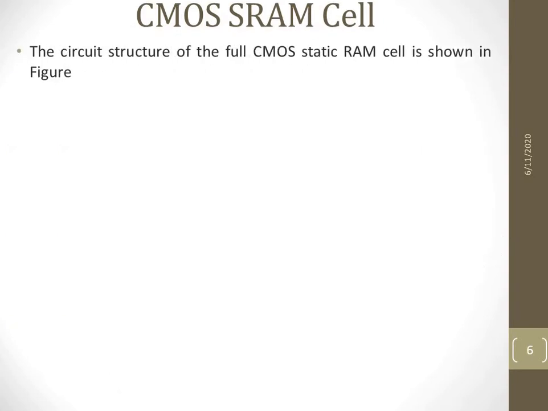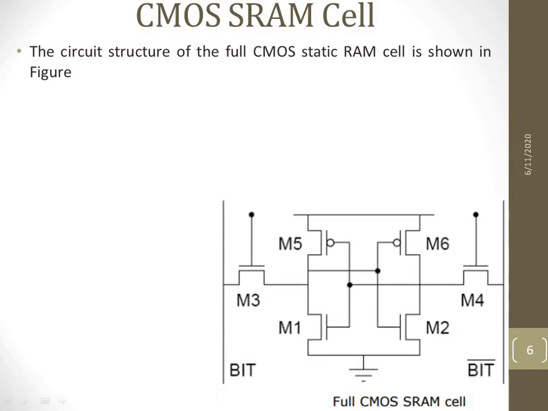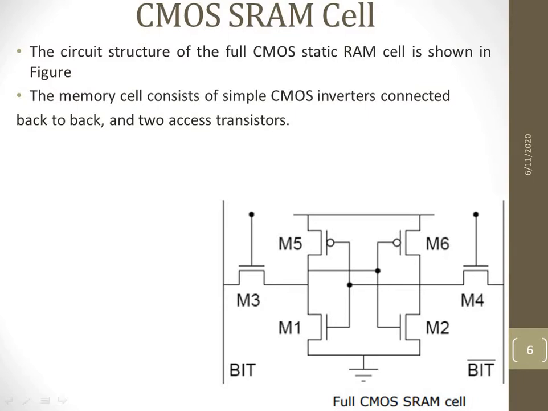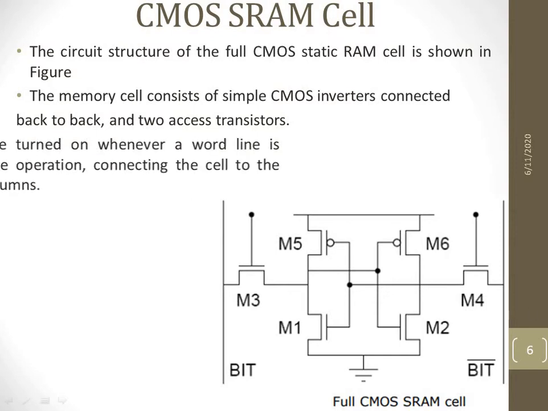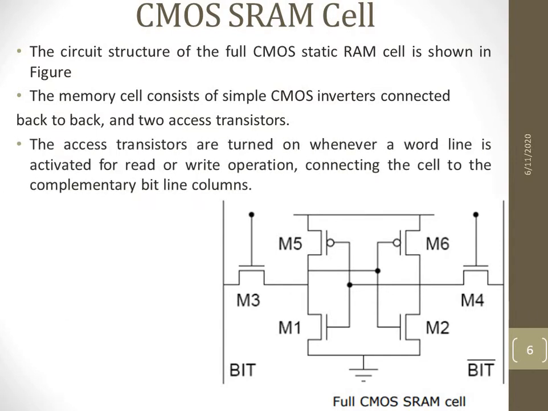The circuit of the full CMOS static RAM cell is shown in the figure that you can see here. The two inverters like a latch you can see here. This is one inverter and this is the other inverter. M3 and M4 are the access switches or access transistors for accessing bit and bit bar. So the memory cell consists of simple CMOS inverters connected back to back and the two access transistors. The access transistors are turned on when a word line is activated for read or write operation, connecting the cell to the complementary bit line columns.